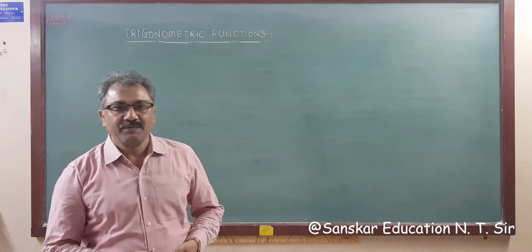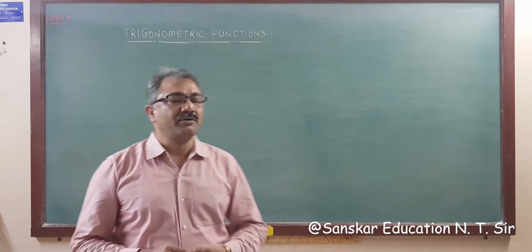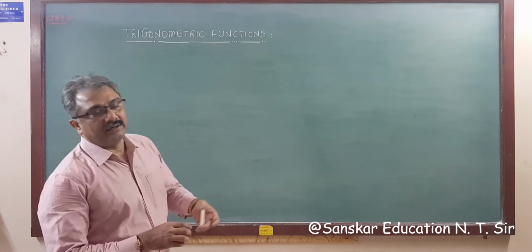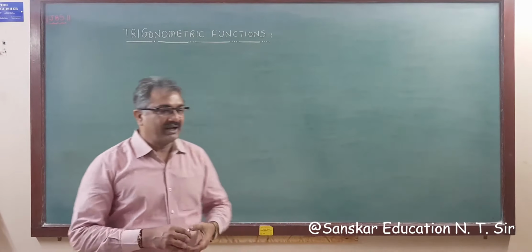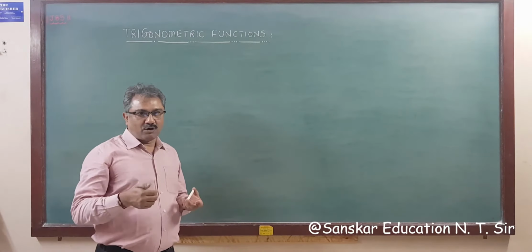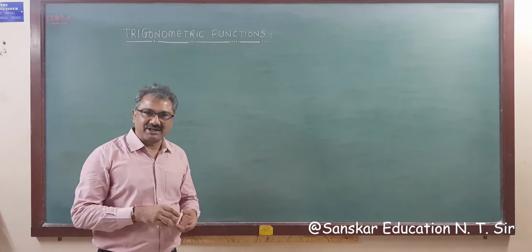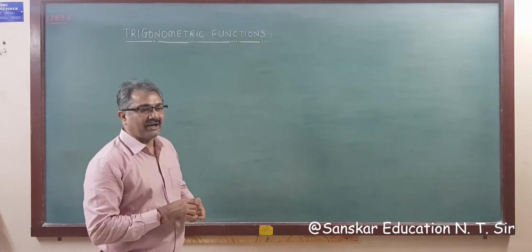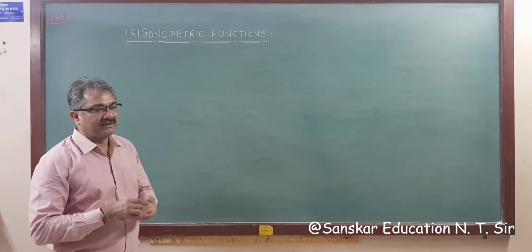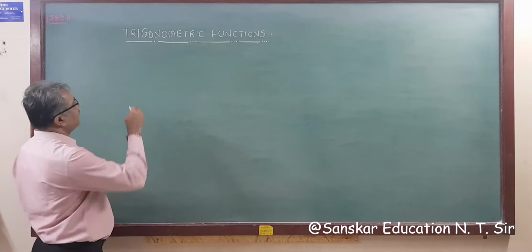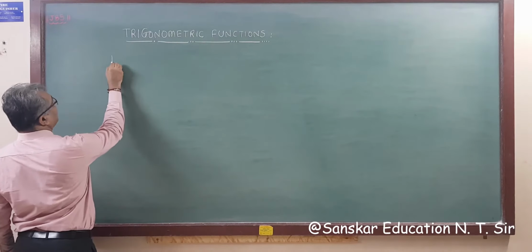In this lecture, we are going to learn about trigonometric functions. In earlier classes, we have studied trigonometric ratios: sine, cos, tan, sec, cosec, cot, etc. And we studied them for acute angles as the ratio of sides of a triangle, that is, a right angle triangle.